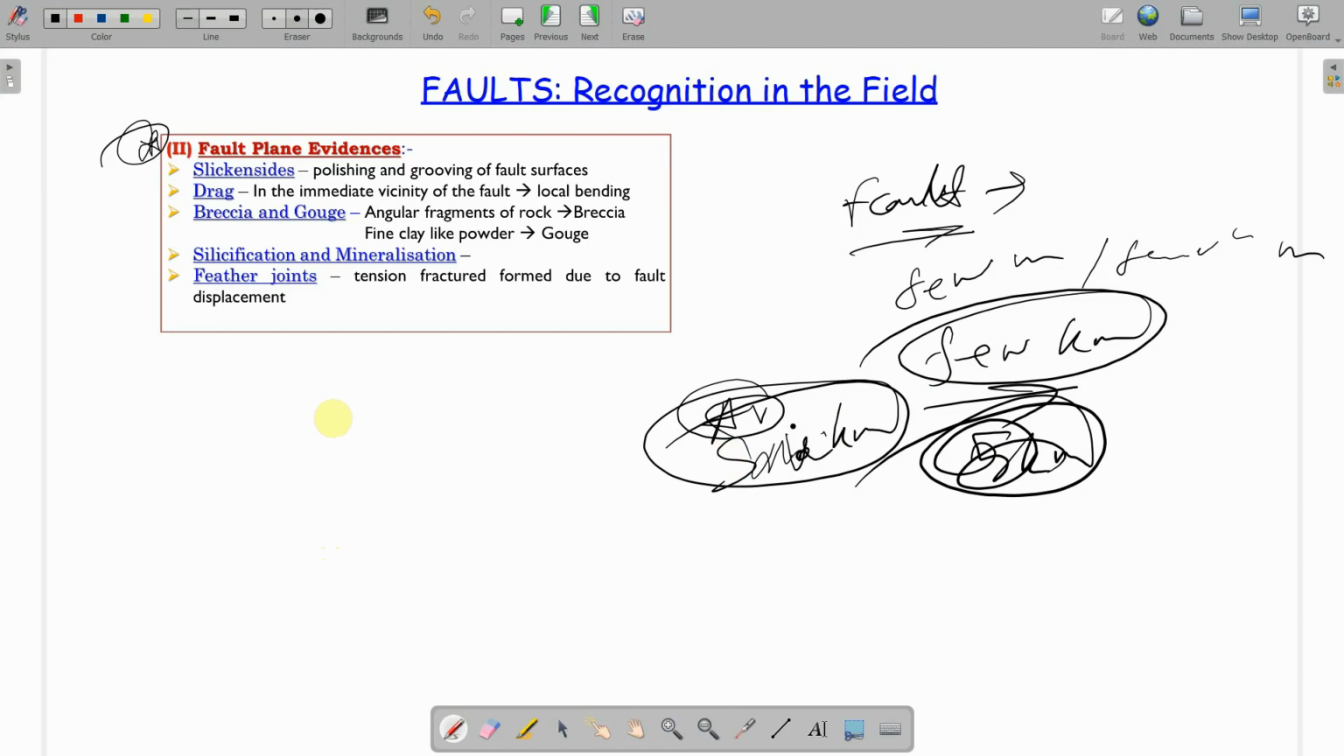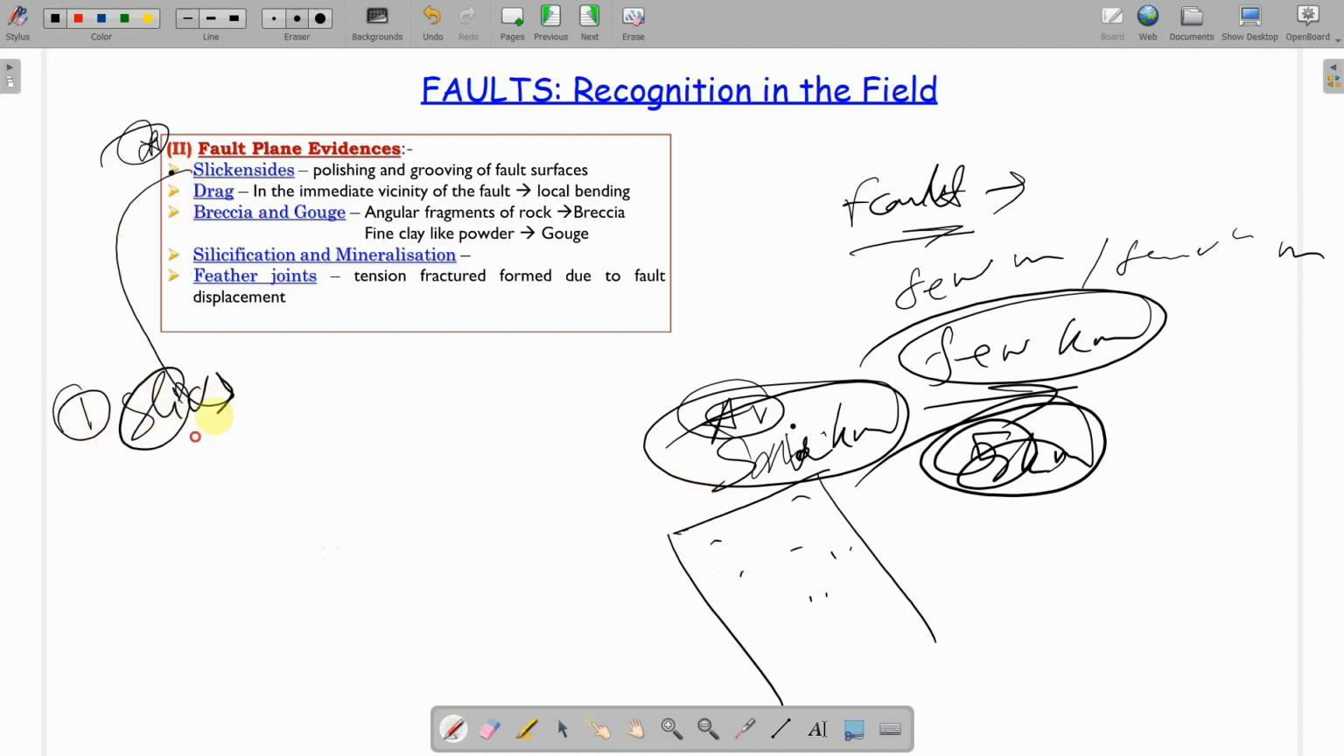In the fault plane area, the fault plane evidence includes the minor structures which are found associated with the faults. This area may be covered with vegetation, or covered with some signature, and in this section we will be looking for those signatures. So the first one is slickenside.